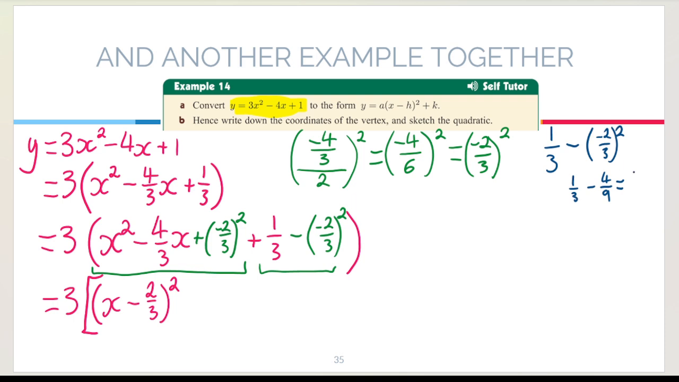And then I'm going to have to make sure I've got the same denominators. So 3 on 9 take 4 on 9. And then that gives me -1/9. So that's what my final part is going to be, -1 on 9.